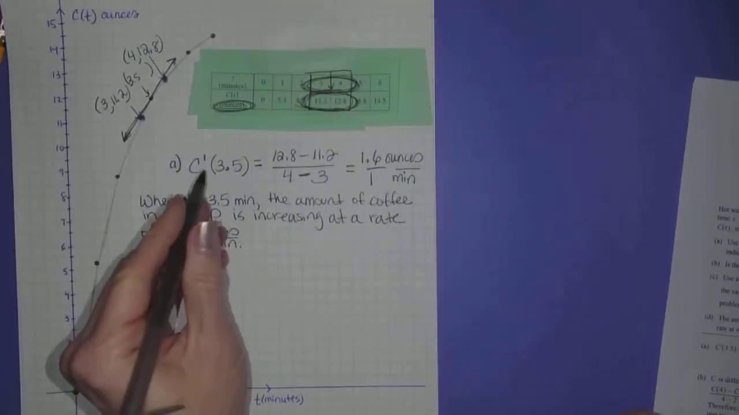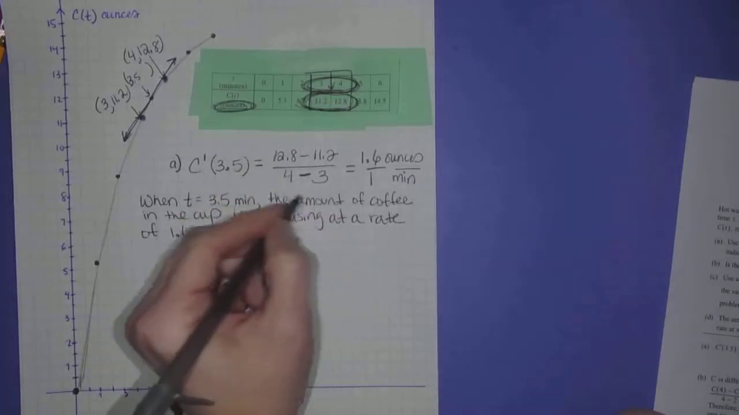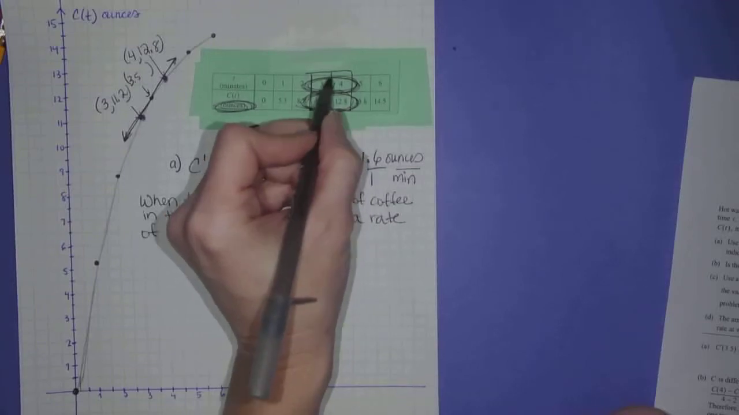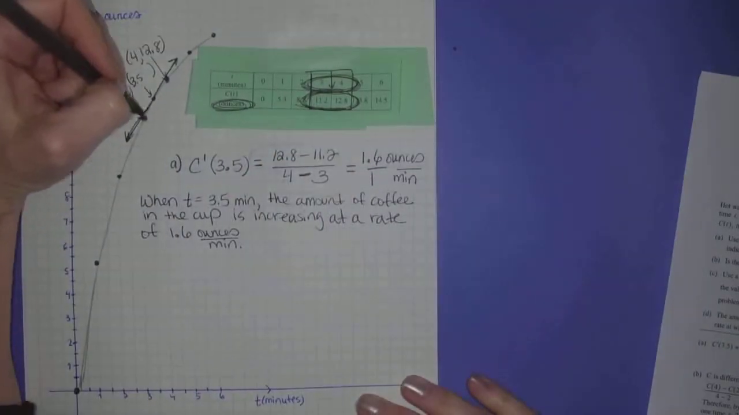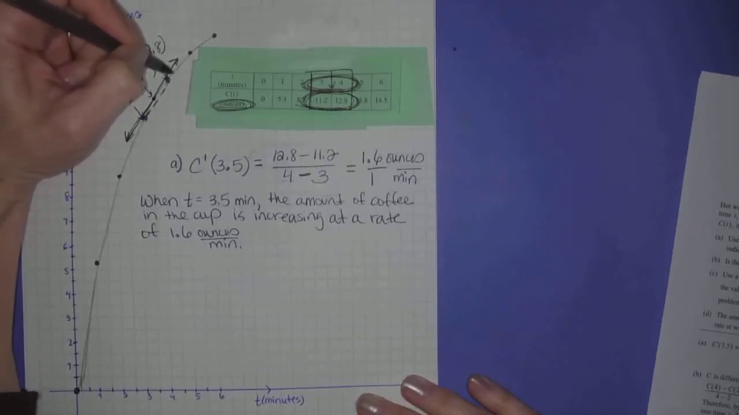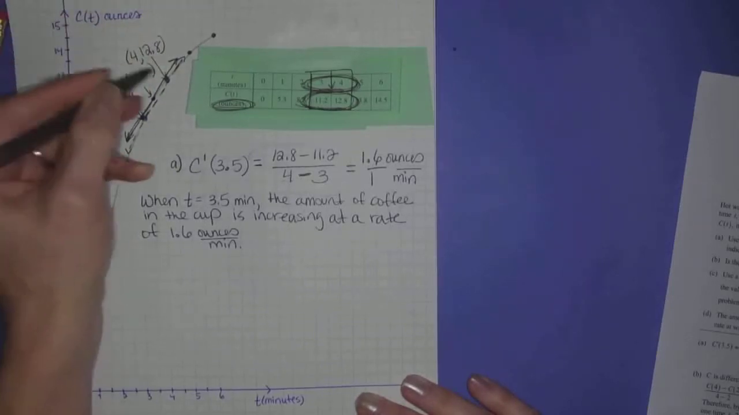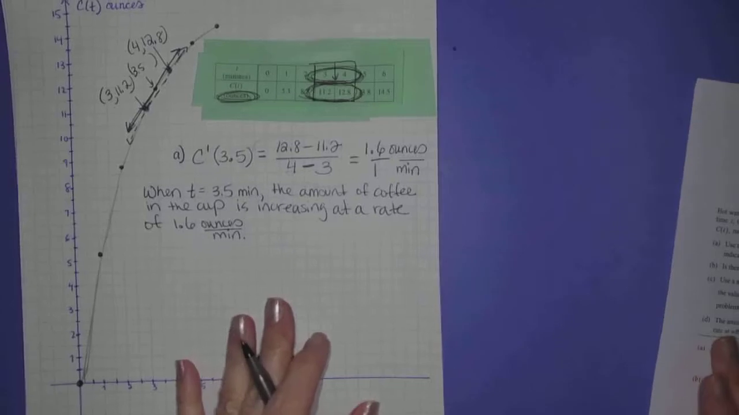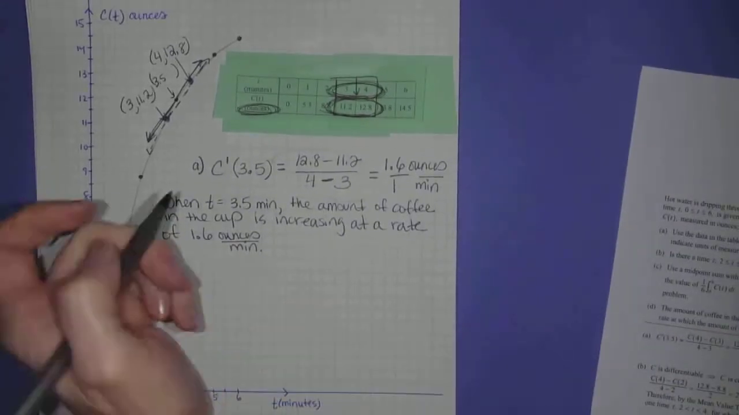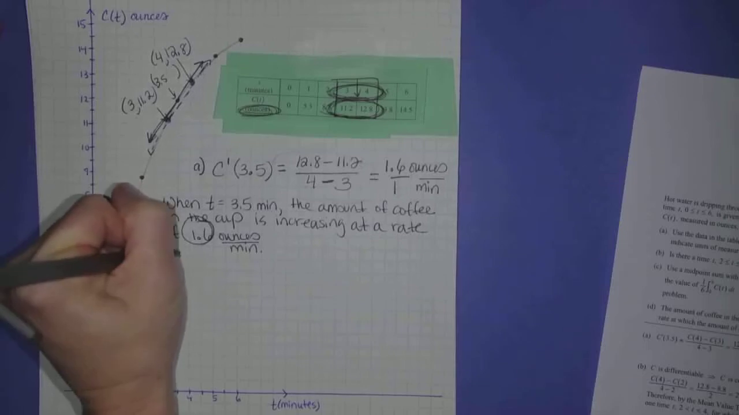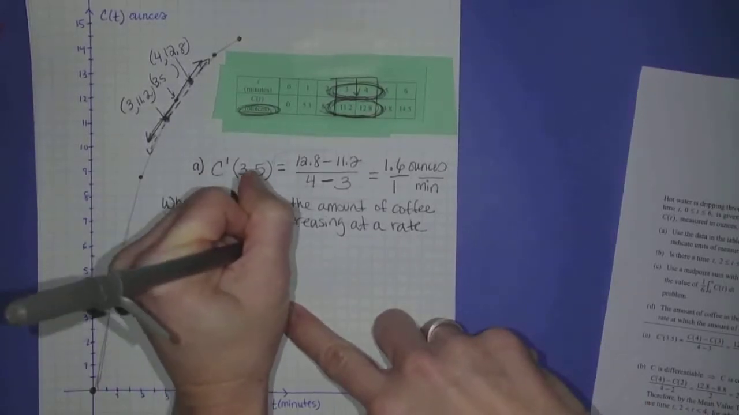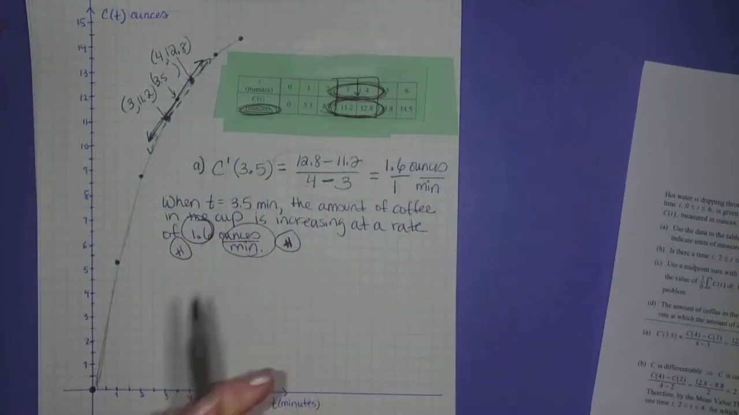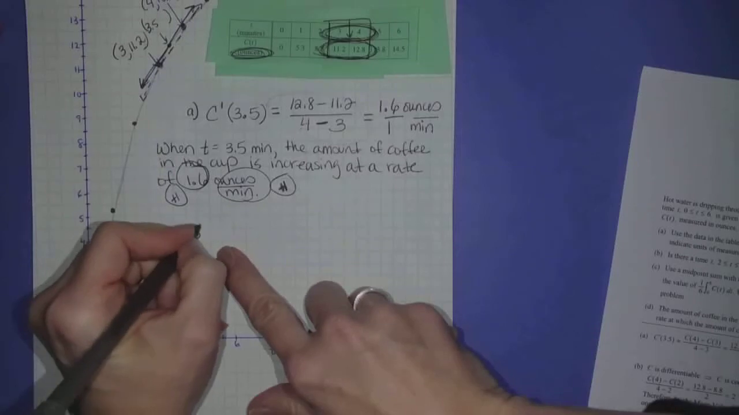So again, to find the slope at 3.5, simply find the slope between 3 and 4, and that'll approximate it for you. The slope between 3 and 4, which would be like your secant line here, is a pretty nice representation of the slope of the tangent line at 3.5. Okay, so points awarded. Give yourselves 1 point for the 1.6 and 1 point for the units. They want you to know that the derivative is measured in ounces per minute. Okay, let's go on to part B.